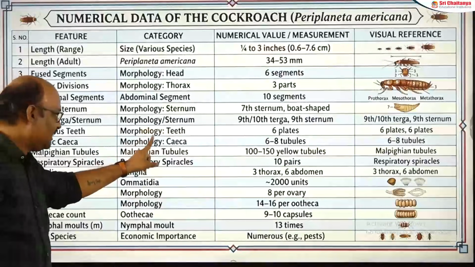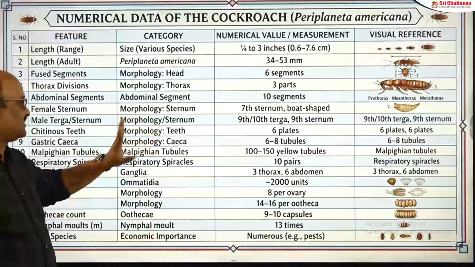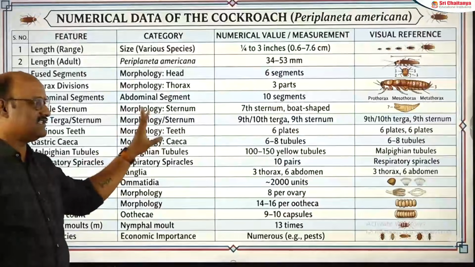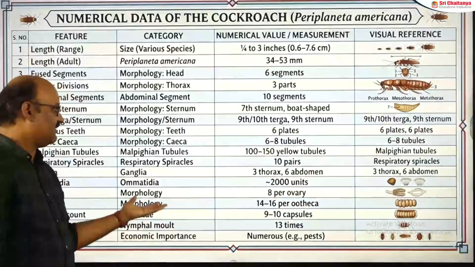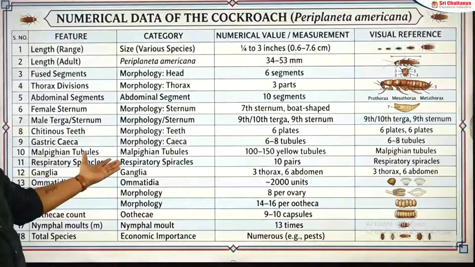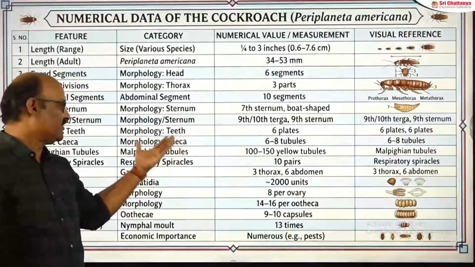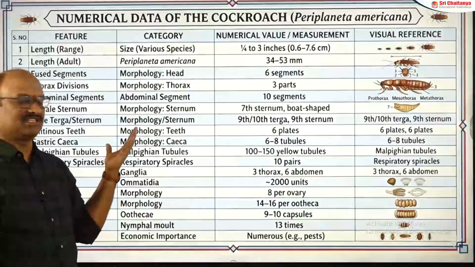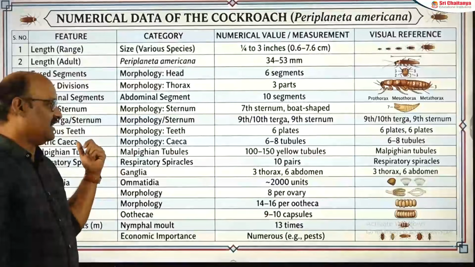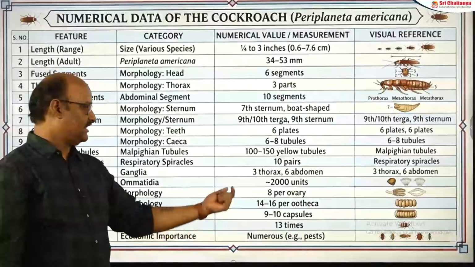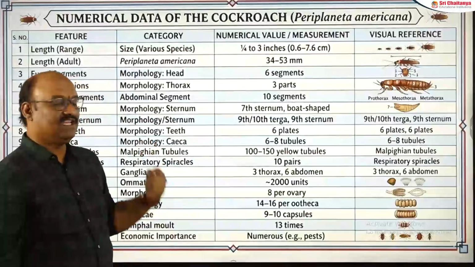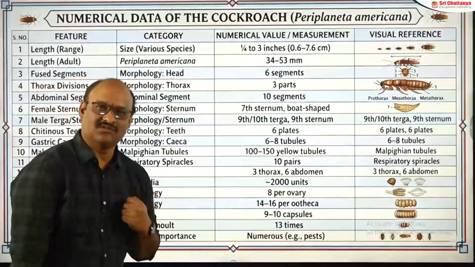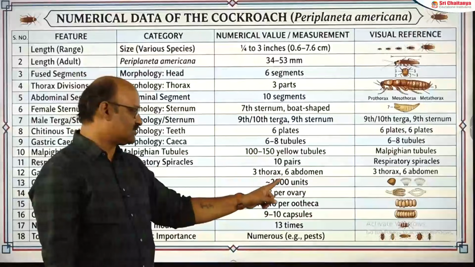And the teeth, that is the gizzard, made up of 6 chitinous plates, and hepatic caeca made up of 6 to 8, nothing but 6 to 8 hepatic caeca or gastric caeca. Malpighian tubules, excretory structures, around 100 to 150, spiracles around 10 pairs, 2 pairs in thorax and 8 pairs in abdomen, and ganglia around 9, 3 ganglia in thorax and 6 ganglia in the abdomen, and each eye has 2000 hexagonal units called ommatidia.